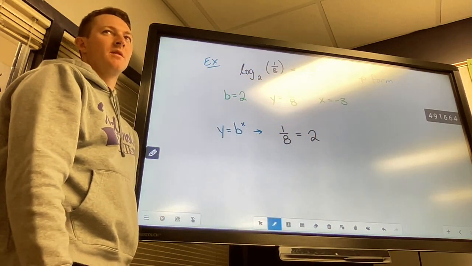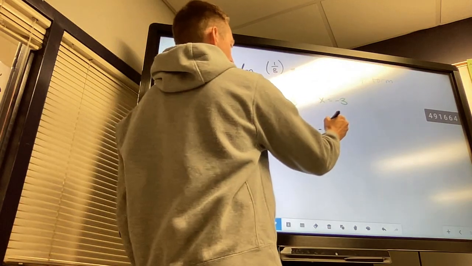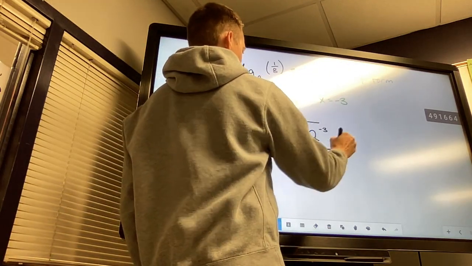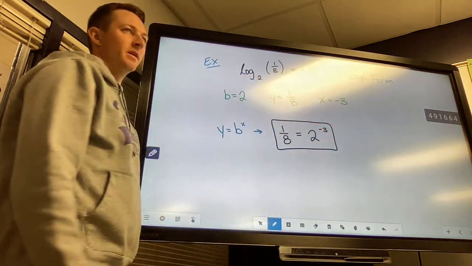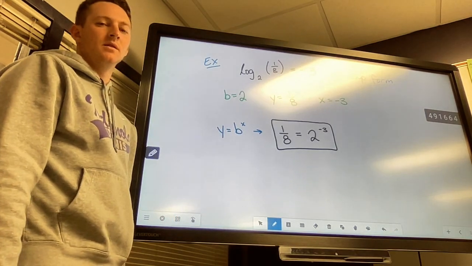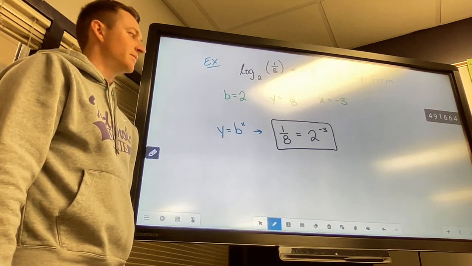And what was our x? -3. Yep. And that would be our function, or our exponential form.